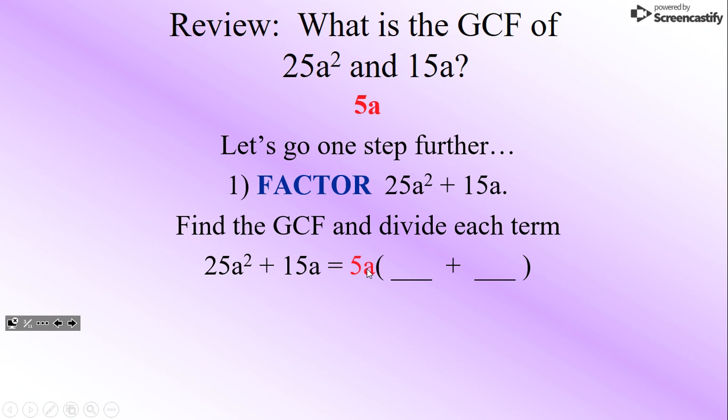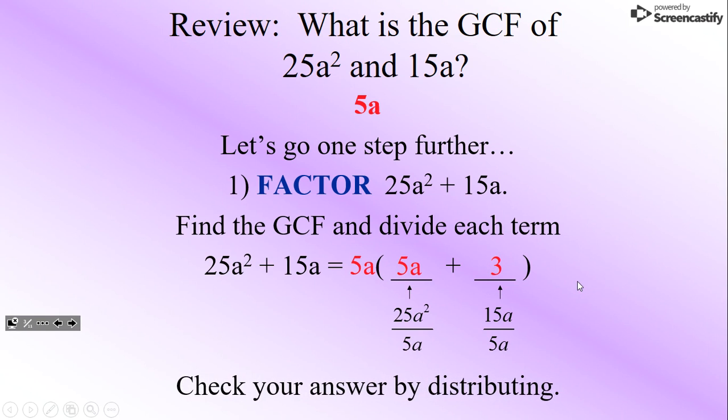We pulled out a 5a, so we have to see what's left. So we take the 5a and put it into the 25a squared. 25 divided by 5 is 5, and a squared divided by a is a. So what's left here is 5a. And then we take this term and divide it by 5a. 15a divided by 5a: 15 divided by 5 is 3, and the a cancels out, so we got 3. So these are the factors of this polynomial.